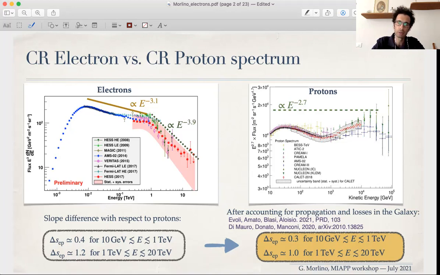The electron spectrum, on the other hand, is quite different and is essentially composed of two different power laws. One between say 10 GeV and 1 TeV proportional to the energy to the minus 3.1, and a steeper spectrum proportional to E to the minus 3.9 up to 10 TeV. Notice that the latter points, the red points, are the ones detected by H.E.S.S., which is a Cherenkov telescope detector. So the different slope with respect to protons is quite striking.